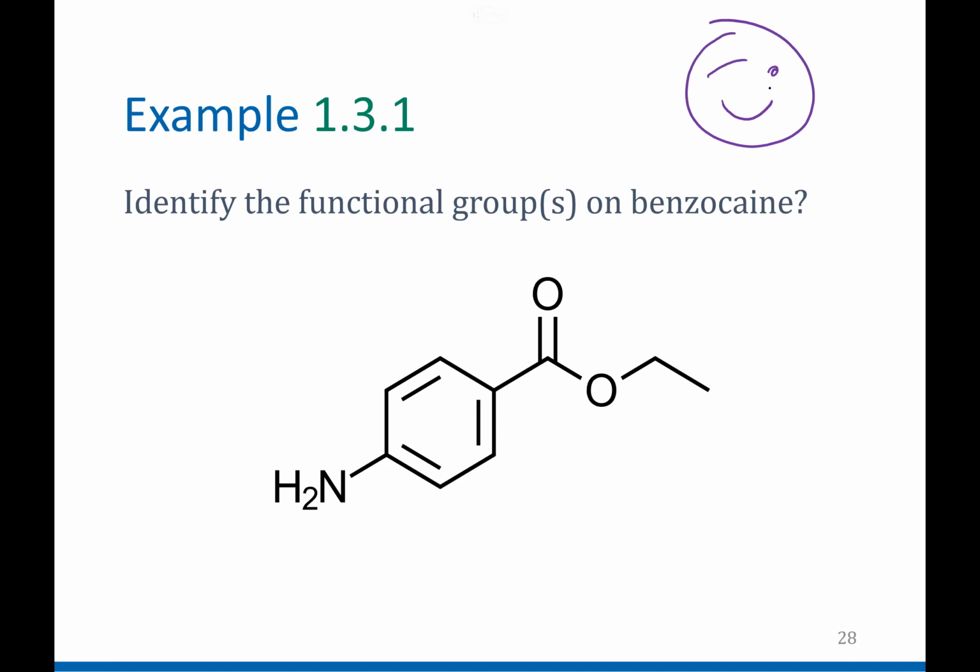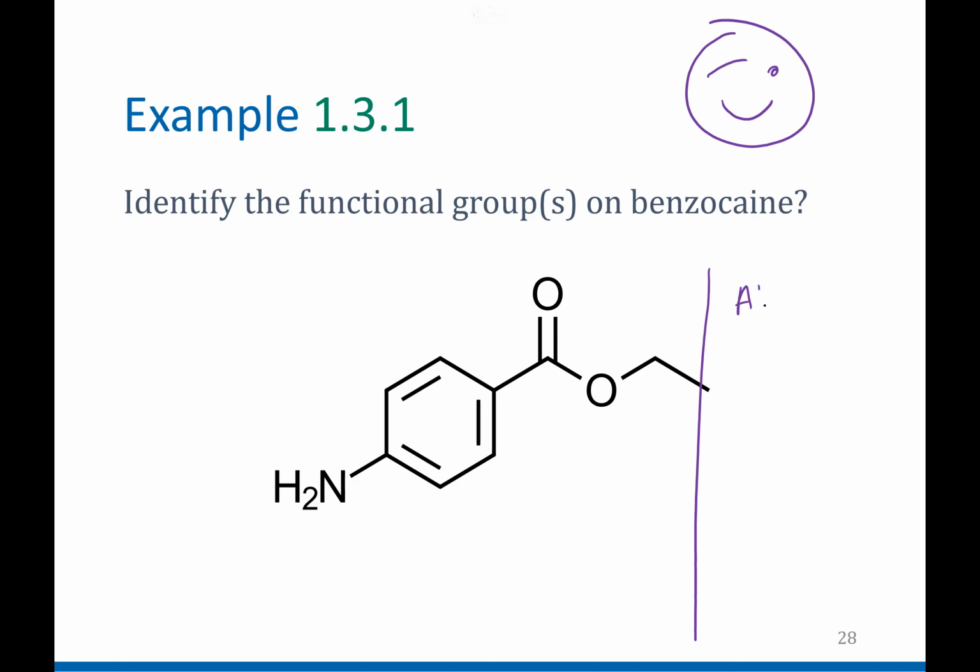I don't know if that's a good winky face, but you definitely might see this on a test or your final exam. What I want you to do with these questions is to tell me what functional groups you see on these molecules. And again, there's 8 possible answers here. So you guys can put your answers in on the chat, but I'm just going to write a list.